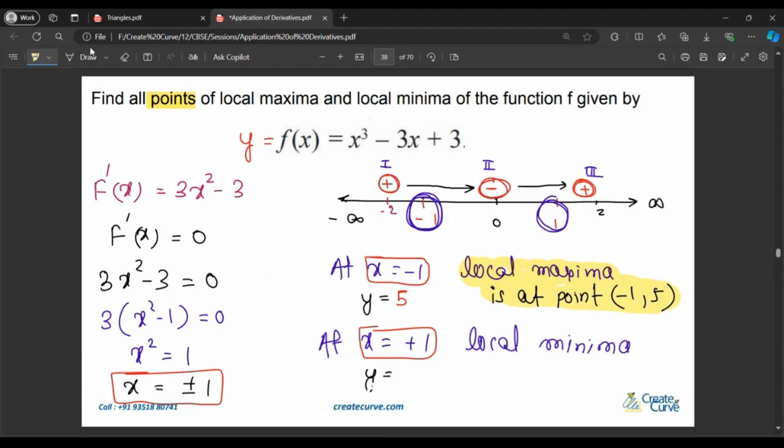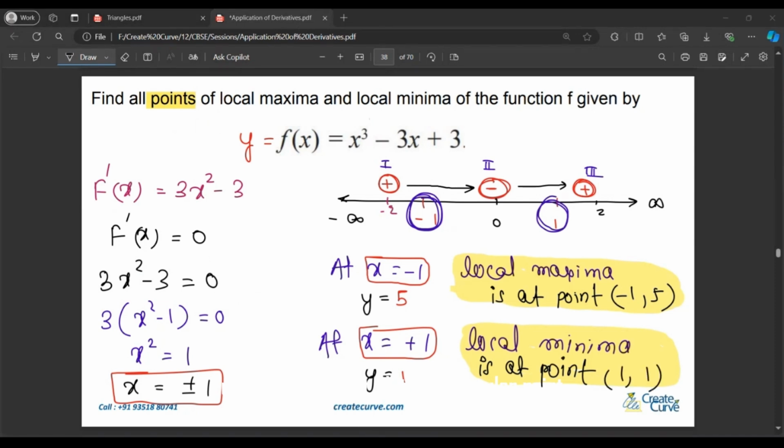Same way, talk about the plus 1 point. So what will be the local minima point? 1 comma 1. Understood or not? Till this particular point, same as what we have done in increasing and decreasing functions.